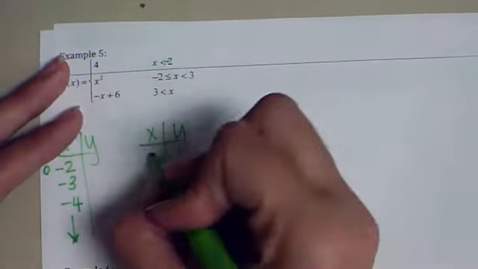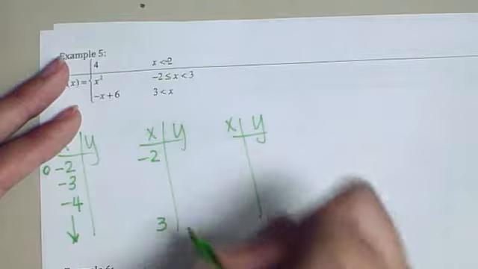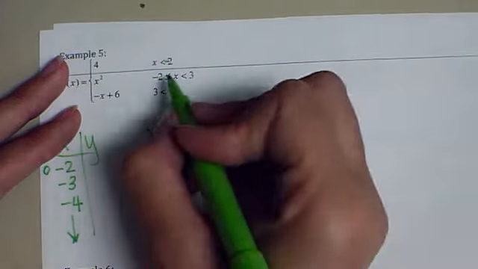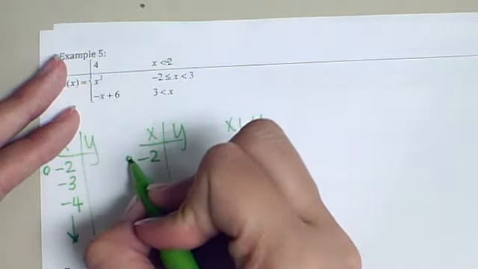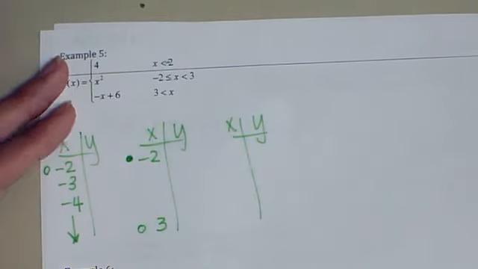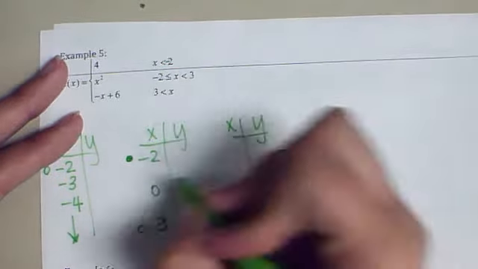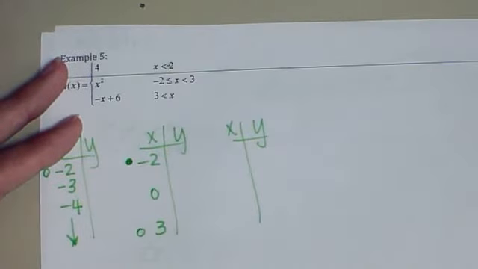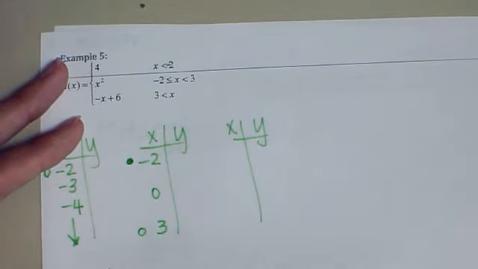My next piece is from negative 2 to 3 and everything in between. At negative 2, it's a closed circle because it's a line underneath. At 3, it's an open circle. In between there, I can pick any value I want. I'm just going to go ahead and pick 0. I could pick negative 1, 1, or 2. That doesn't matter. You could do any of those. I'm just picking 0 because it's kind of dead center for me.